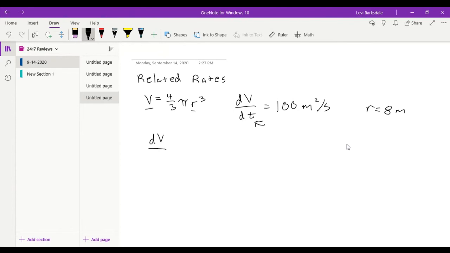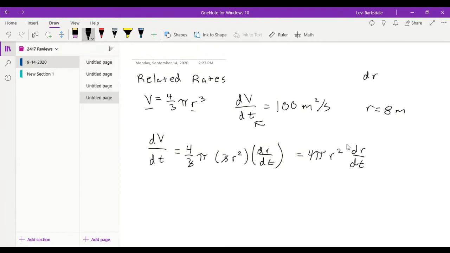So if we take the derivative implicitly with respect to t, you'd get dV/dt equals 4/3 pi, which is a constant, so the derivative of r cubed is 3r squared. Then multiply by dr/dt, because this is also treated as a variable that we need to take the derivative of implicitly. We simplify that, our 3's cancel, so we get 4 pi r squared dr/dt.